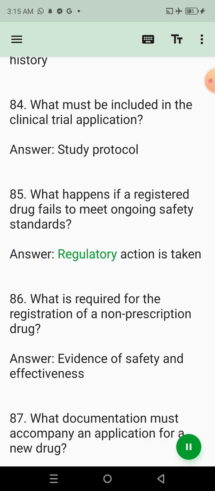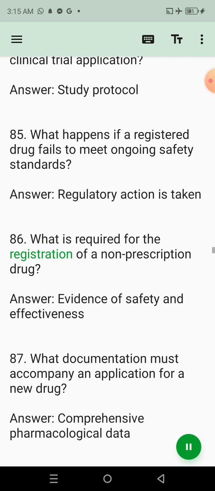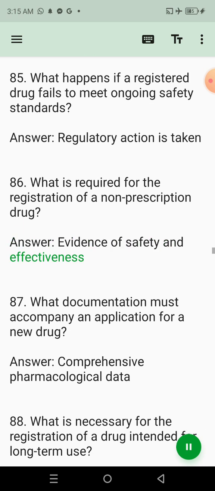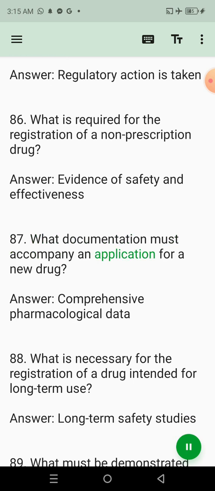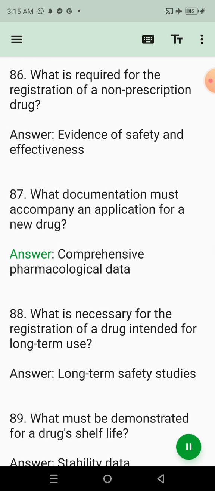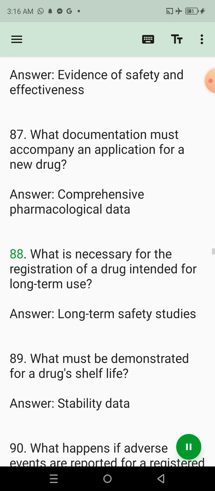Answer: regulatory action is taken. 86. What is required for the registration of a non-prescription drug? Answer: evidence of safety and effectiveness. 87. What documentation must accompany an application for a new drug? Answer: comprehensive pharmacological data. 88.